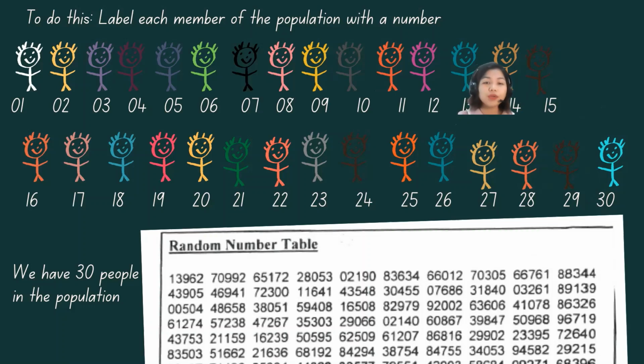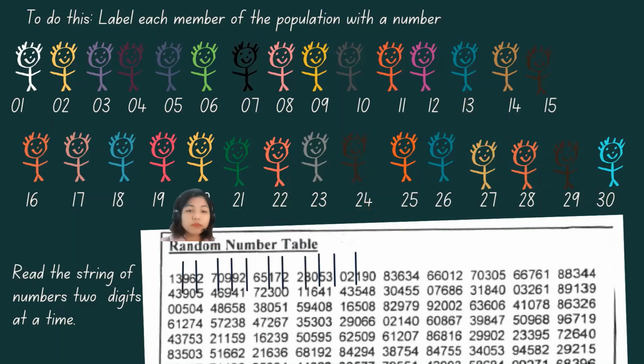I will be demonstrating to you how to use the random number table. So we have 30 people in the entire population. So we need to read the strings of numbers 2 digits at a time. Kasi nga, meron tayong hanggang 2 digits lang. Pero kung 3 digits na yung number ng ating member ng population, then that's the time you could also use a 3-digit random number. Okay. So, hinati-hati po natin into 2. So, 13, 96, 27, 09, 92, 65, 17, 22, 80, and 53. So, meron bang 13?